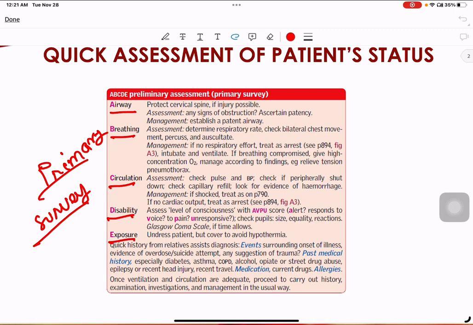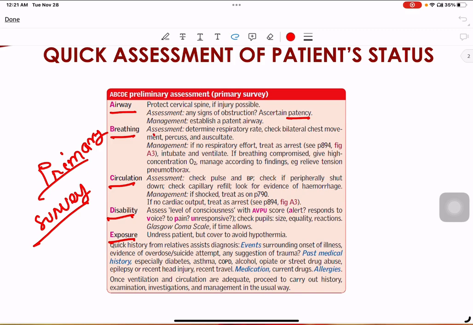In the airway, we have to check whether the airway is patent or not. We have to check the patency of the airway, and we have to ensure a patent airway. We may need to introduce a nasopharyngeal tube, or we may need to do tracheostomy to ensure a patent airway.